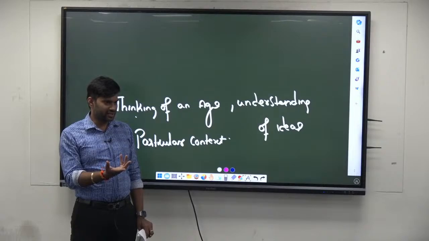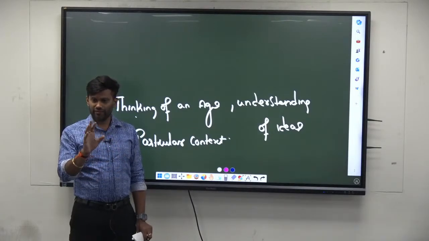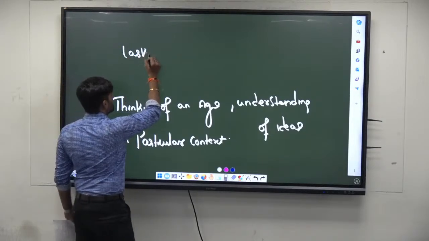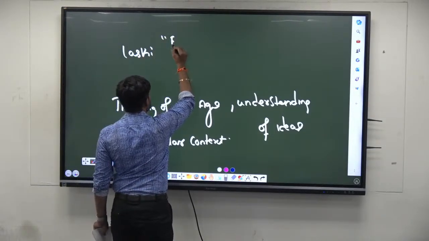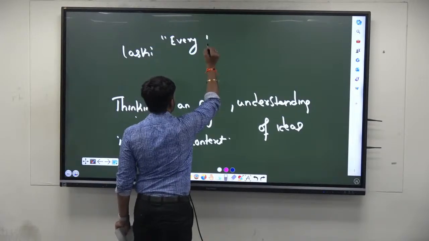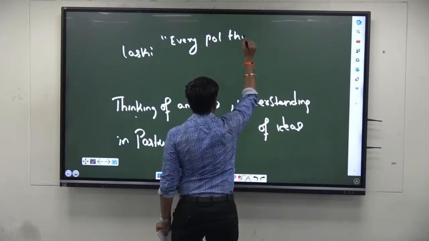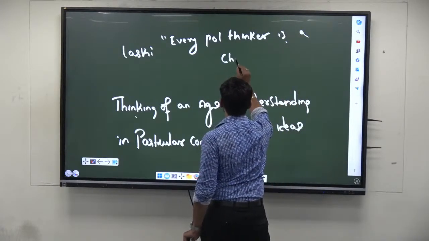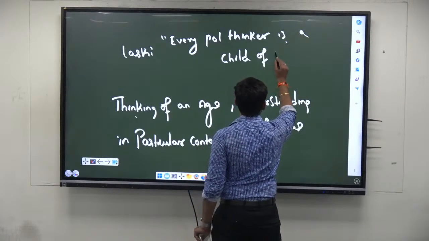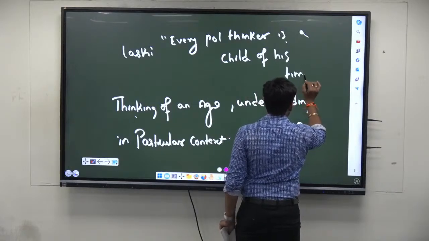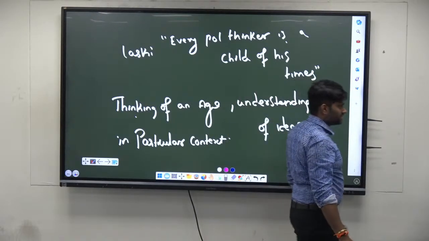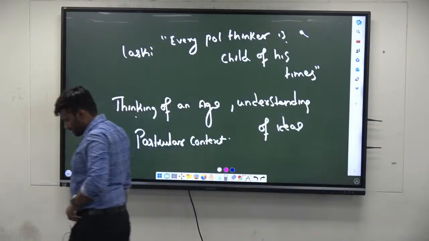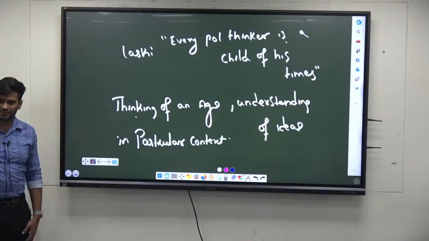Without understanding history, we say no political thought. There is a person called Laski, a scholar. He says every political thinker is a child of his times. Every political thinker is what? Child of his time. So what do you mean by that? Every political thinker is a child of his times.